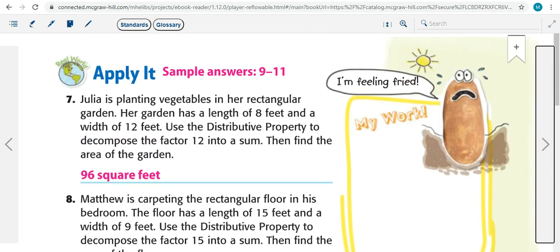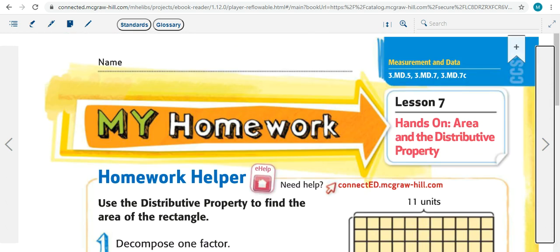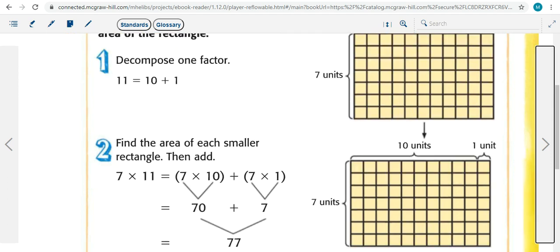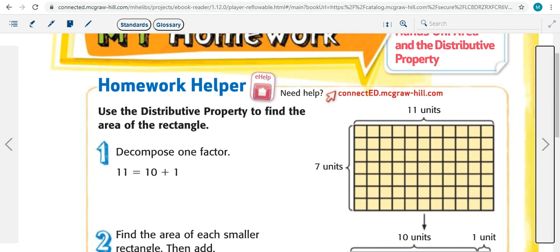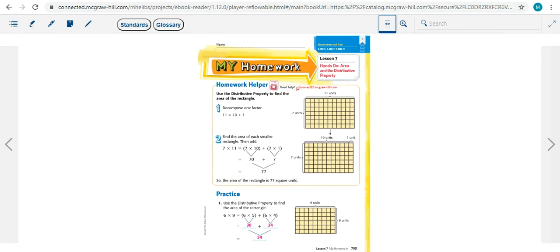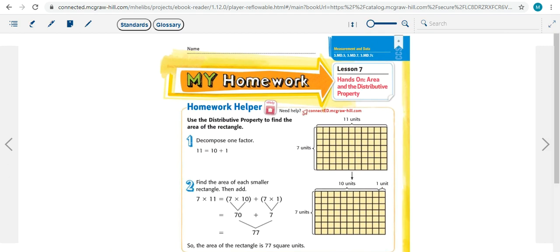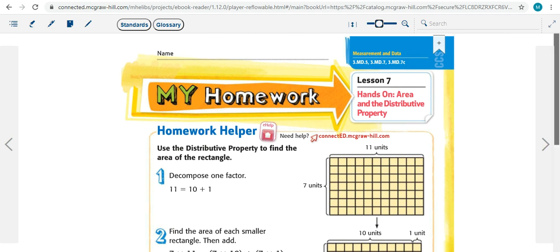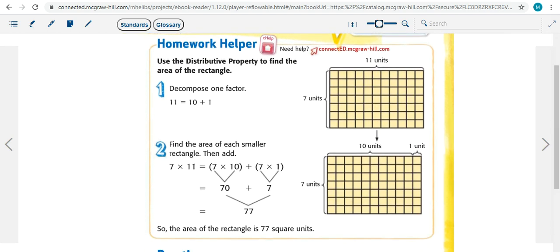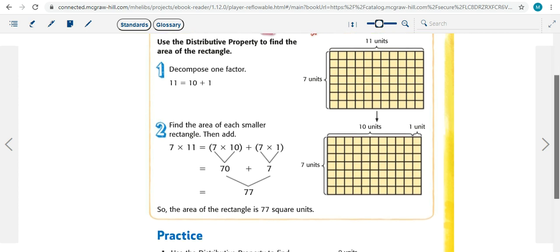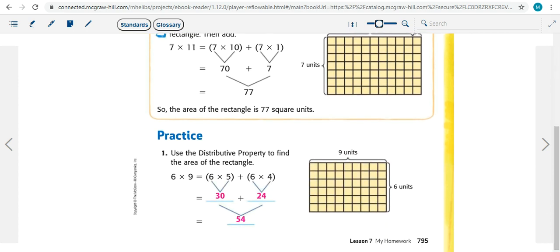Problem solving. In this case, we are not going to do it, so please turn to my homework. Now, take a look at this homework helper. Here's another way they are explaining to you how to solve these problems, okay? You decompose one of the factors and then you multiply and then add to find the area. Now, number 1 of my homework, use a distributive property to find the area of the rectangle.